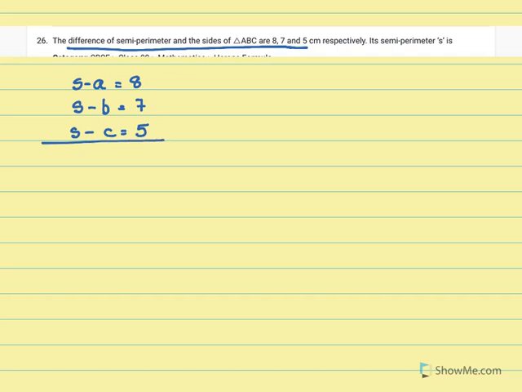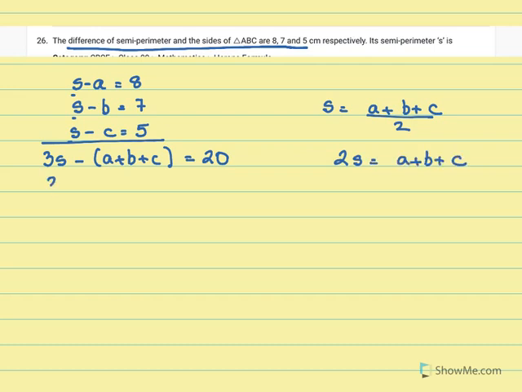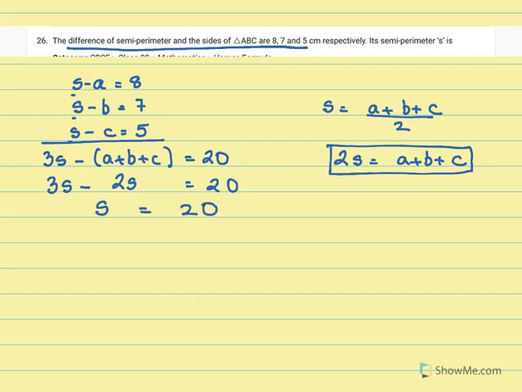Now we add up all this, we get S plus S plus S, 3S, minus, we'll take here A plus B plus C. 8 plus 7 plus 5 is 20. Now next, we know that S is A plus B plus C divided by 2. So 2 into S is A plus B plus C. So this is 3S minus, for A plus B plus C, I'm going to put this value, 2S, equal to 20. 3S minus 2S is S, S equal to 20. This is an interesting sum. So the semi-perimeter is 20.